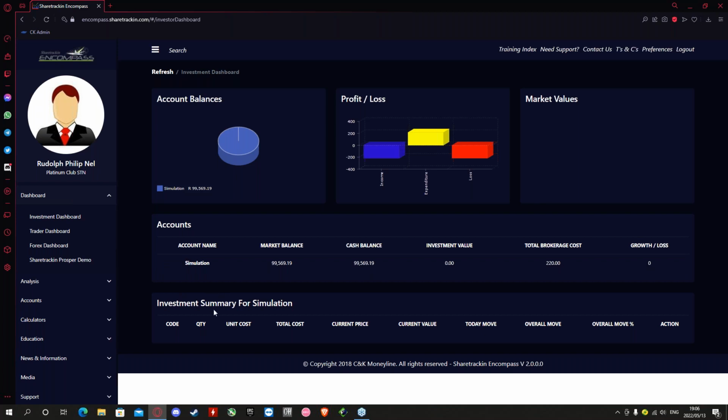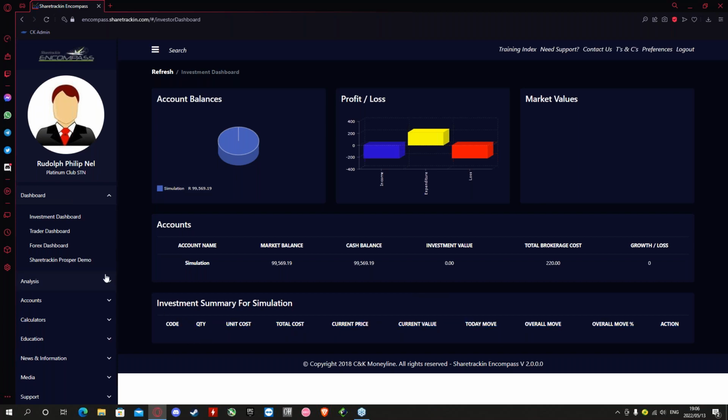Below that, you've got your investment summary for your simulation. Now, as I said, if you've got any other accounts, if you clicked on another account, let's say you had a test account, it would say investment summary for test. So that would give you the name for that account. So each and every one of them will have their own. So this would go through once we bought our first share. Okay, then I'll explain the code, the quantity, unit cost, and so forth.